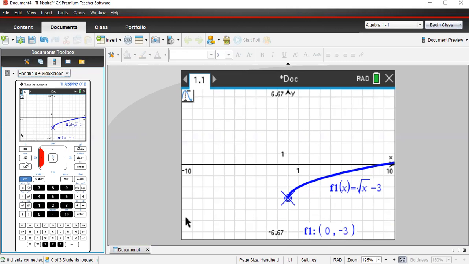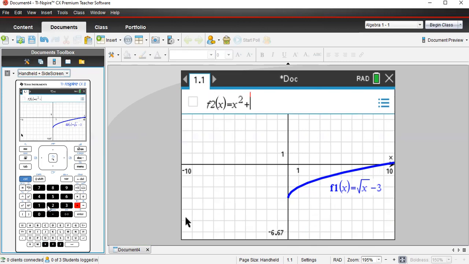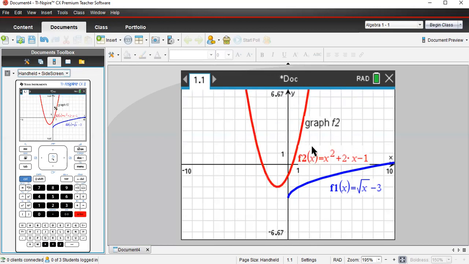Now I'm going to enter the next function, which was a quadratic. It was x squared plus 2x minus 1. Press enter. Oops, let me go fix that. That's supposed to be an x. And then press enter. Now it's a quadratic.